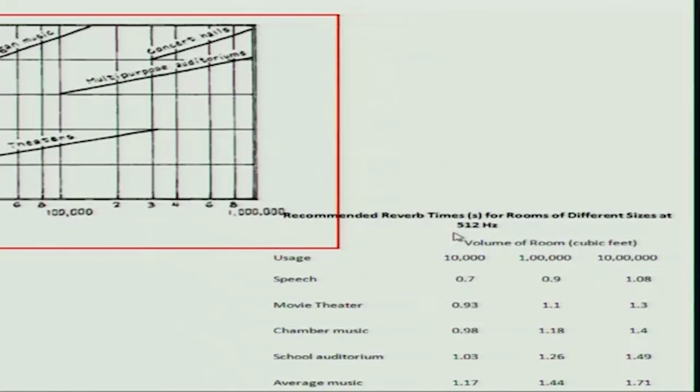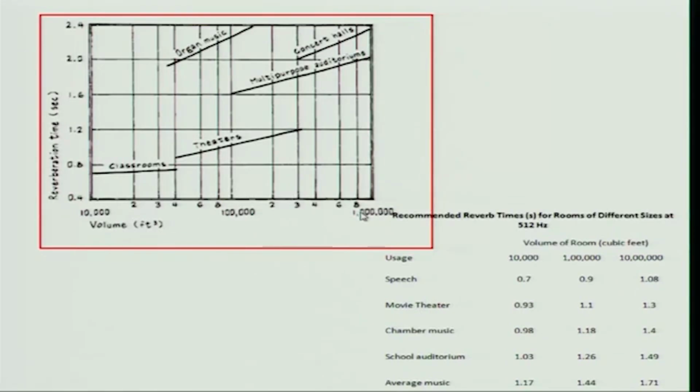So recommended reverberation times for rooms of different sizes, and this is again at 512 hertz. So you calculate at 512 hertz and see that if your reverberation time is close enough to this, then maybe you have done a good design. So you have a table like this, or you can have charts like these also.